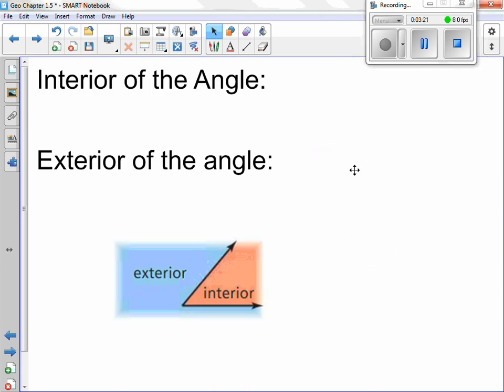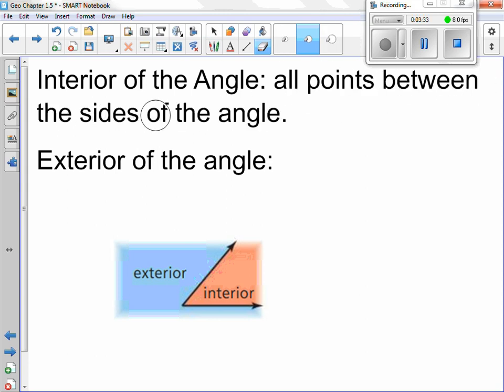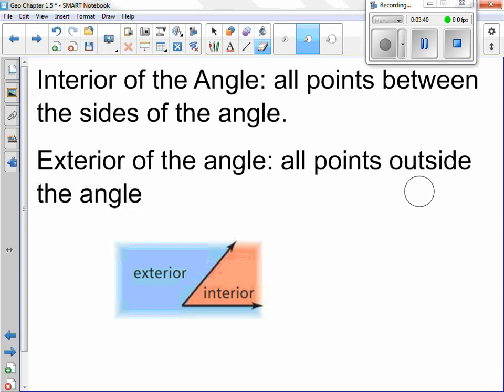Okay. Interior of an angle and exterior of an angle. Anybody have a guess at what the interior of an angle would be? All the points in between the 2 rays, between the 2 sides of an angle. Exterior, all the points outside the angle. Interior, all the points inside. Exterior, all the points outside. Pretty much exactly like it sounds.